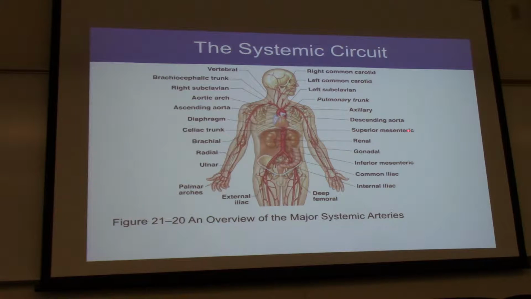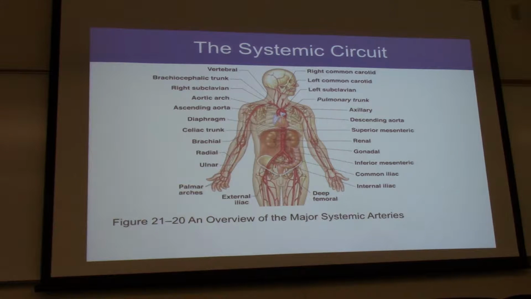The superior mesenteric runs out through those mesenteries to nourish the small intestine. And then the third one is called the inferior mesenteric, and it supplies the colon, the last part of the colon here.